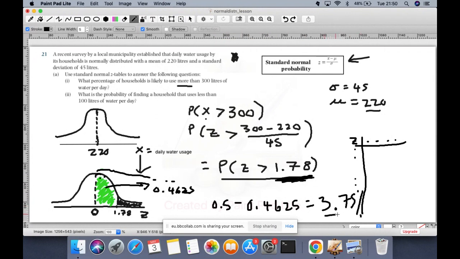All right, so 3.75%, and remember, provide an interpretation. Provide a statement. So you would say, if you look at the question, it says what percentage of households is likely to use more than 300 liters? Then you would say the percentage of households that is likely to use more than 300 liters of water per day is 3.75%. Remember, percentage and probability, it's the same thing in this question. I hope that makes sense to you.